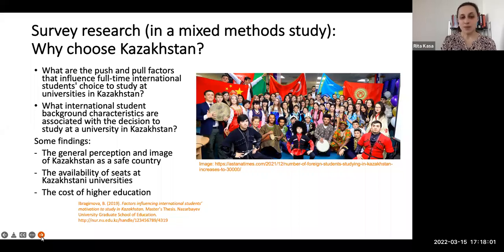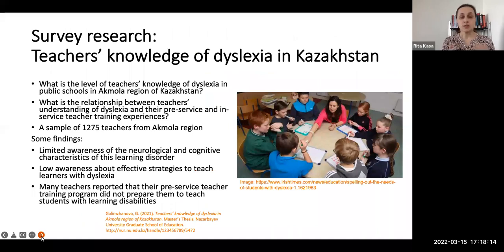So this is one very popular way how students study different questions in education at GSE as part of their thesis research. A typical survey study that applied classical survey research design, if I may say so, was the study that focused on teachers' knowledge of dyslexia in Kazakhstan. This study involved a sample of over 1,000 teachers from Akmola region, and the research questions asked what is the level of teachers' knowledge of dyslexia in public schools in Akmola region of Kazakhstan, as well as what is the relationship between teachers' understanding of dyslexia and their pre-service and in-service teacher training experiences.